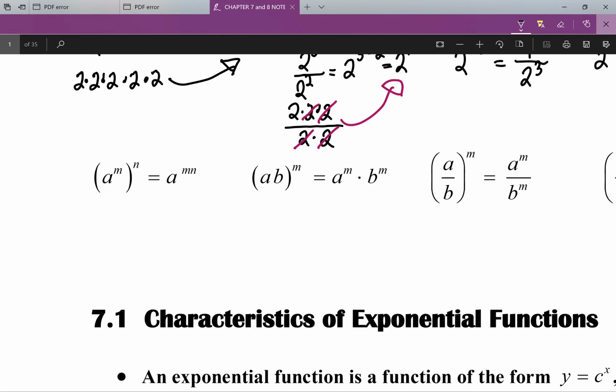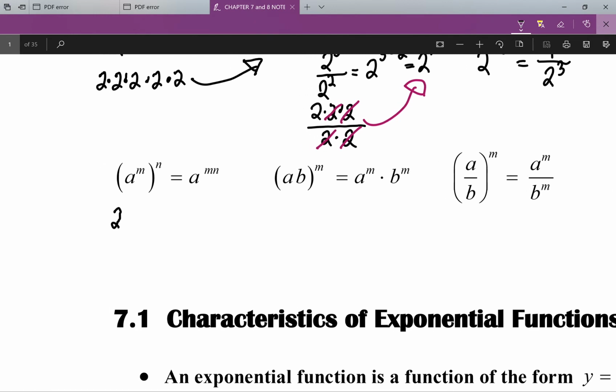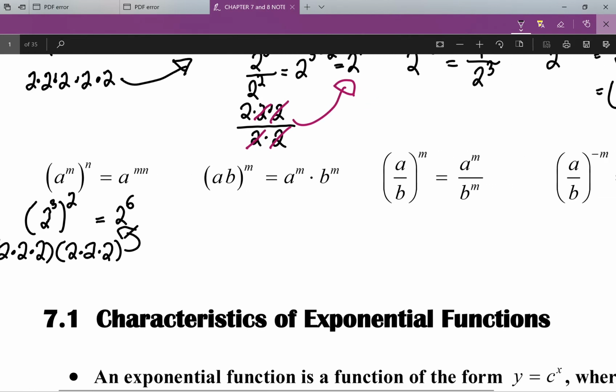Continuing on, a to the power m, all to the power n. If I had 2 to the power 3, all to the power 2, well, a power to a power means I multiply, so it would equal 2 to the power 6. Just evidencing this one, 2 to the power 3 would be 2 times 2 times 2, and then squared would mean that I multiply it by itself, and we can see right here that ends up giving me 6 2's, or 2 to the power 6.